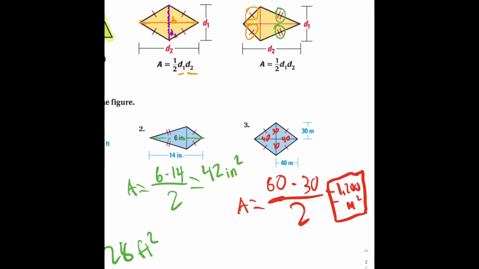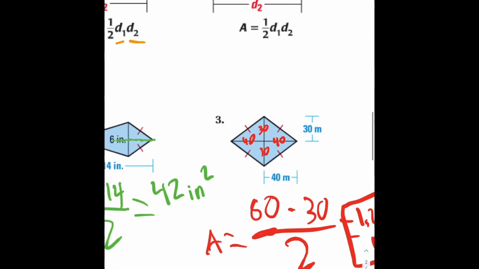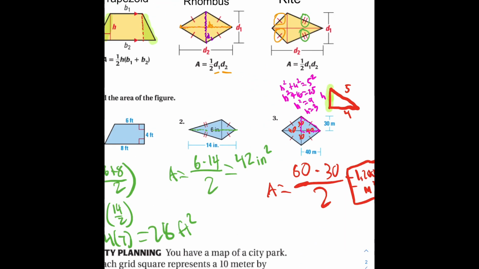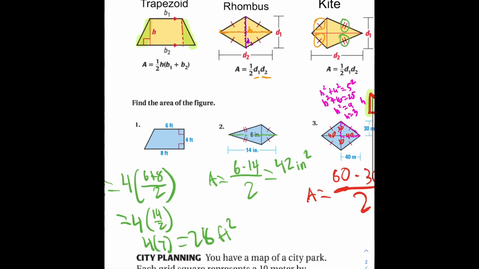What you may end up having to do when you're doing your practice is, if you get something like this, if this was 5 and this was 4, and you were looking for right here, you may have to use the Pythagorean theorem. So call this h. H squared plus 4 squared equals 5 squared. H squared plus 16 equals 25. H squared equals 9, therefore h equals 3. And that could occur right here. So we have to use things that we've done throughout the year to figure out what we need for the equations.